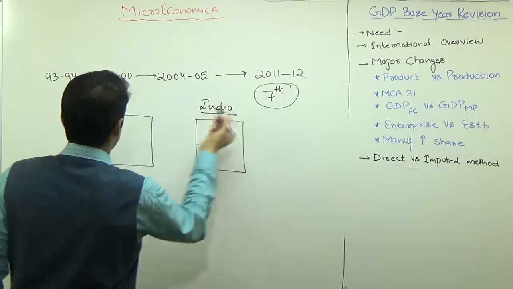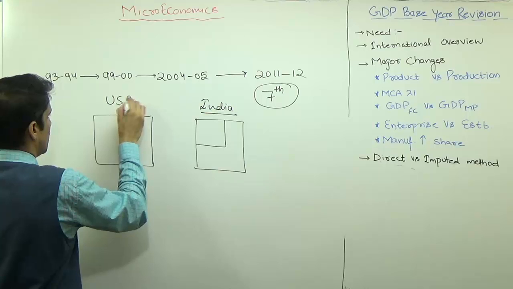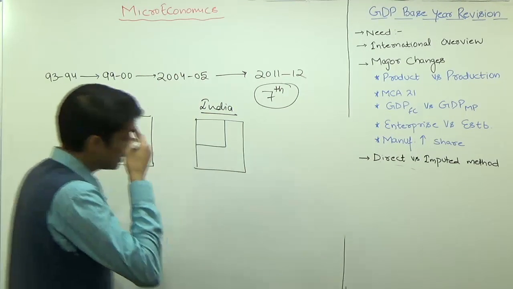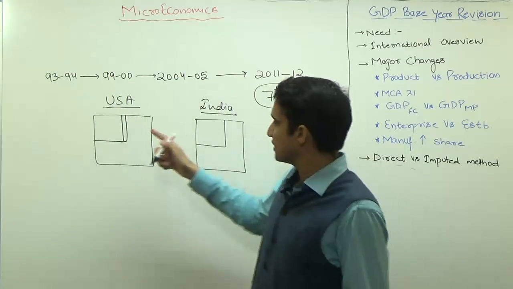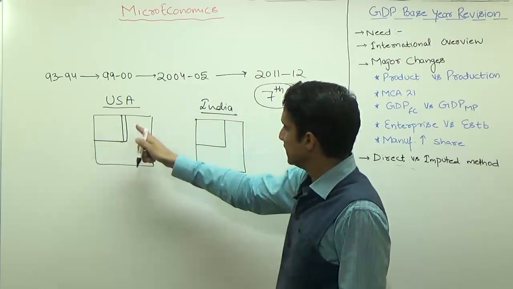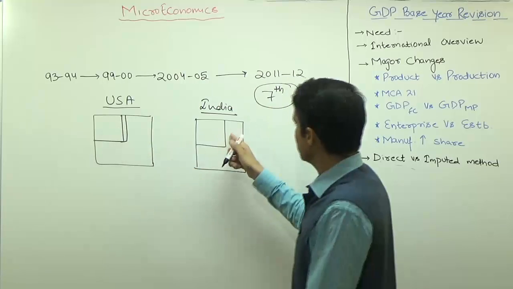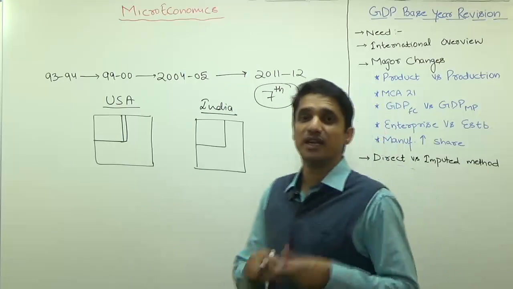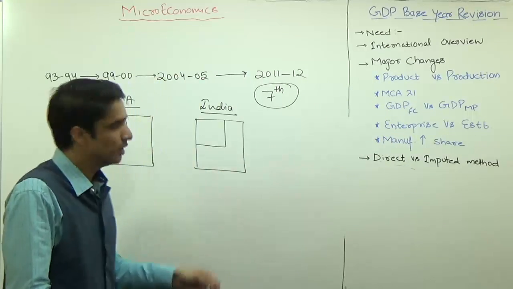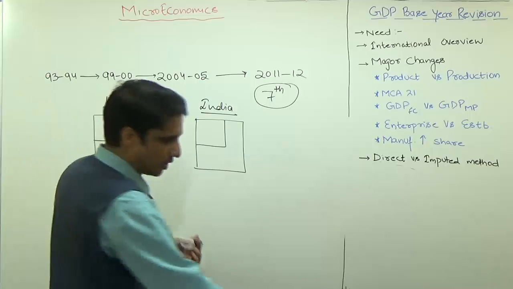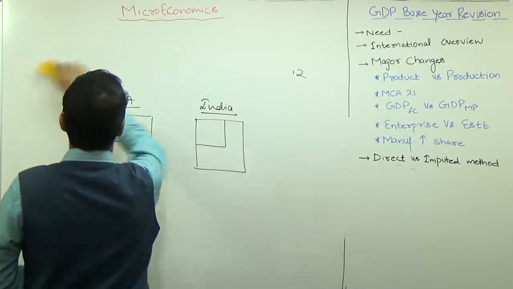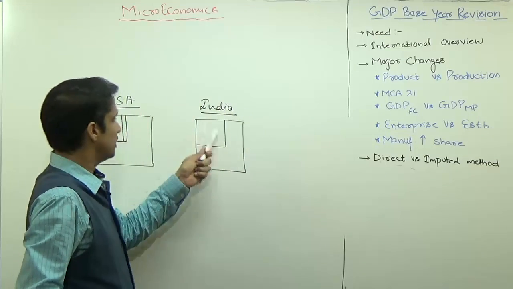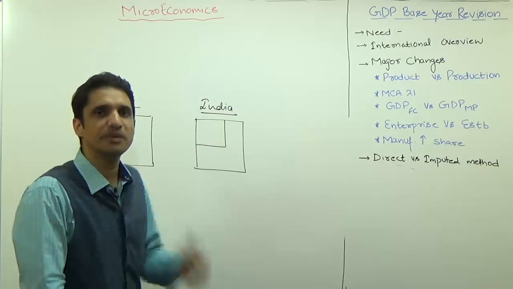And suppose there is some other country, maybe USA, and USA is adding the money value of the services given by the households. So they have increased their GDP and we have not increased ours because we have not counted that part while calculating the value of the GDP. So there should be some international body which should at least suggest which of the items should be included and which should not be included.